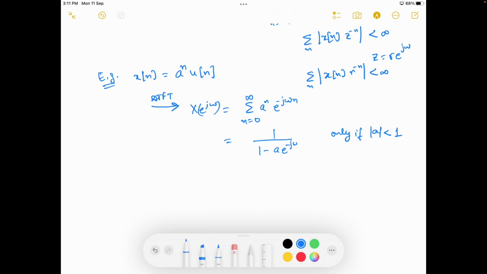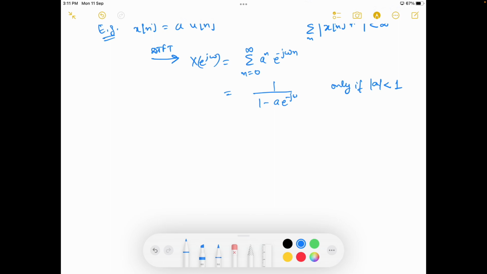Is that clear? Is that correct? This is an infinite series and it sums to 1 upon 1 minus r, where r is the common ratio, which is a e to the power minus j omega, right? And this series will converge only when my r is less than 1, which means my mod a is less than 1, right? So this means it may not exist if my a is greater than 1. It won't exist if my a is greater than 1.